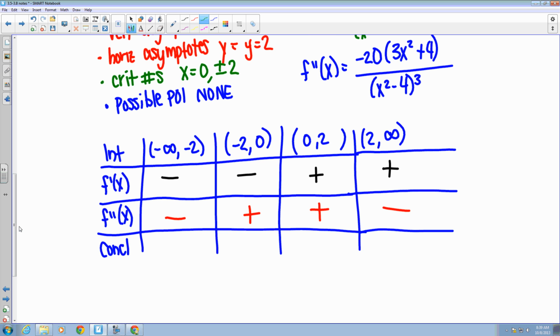So when we come to our conclusion on the bottom, if we have negative for the first derivative and negative for the second derivative, this means we are decreasing and concave down. Second one, we are decreasing, concave up. Increasing, concave up, and increasing, concave down.